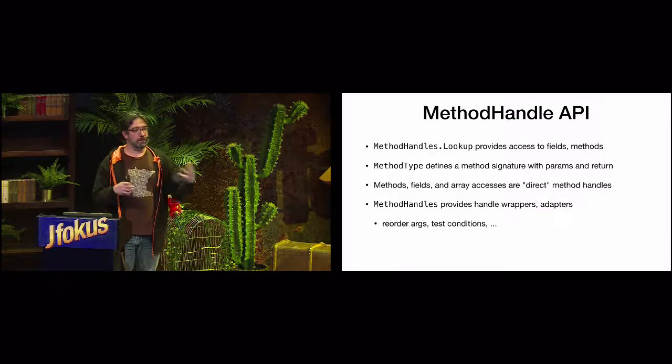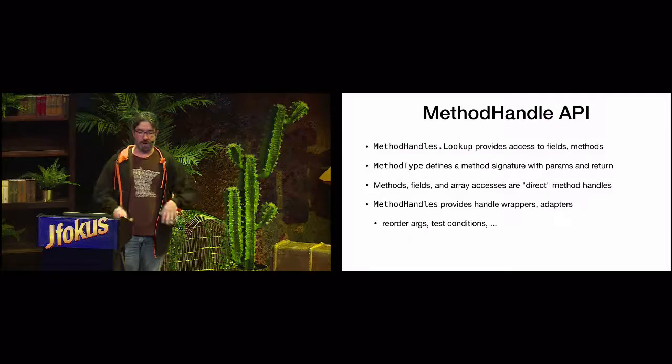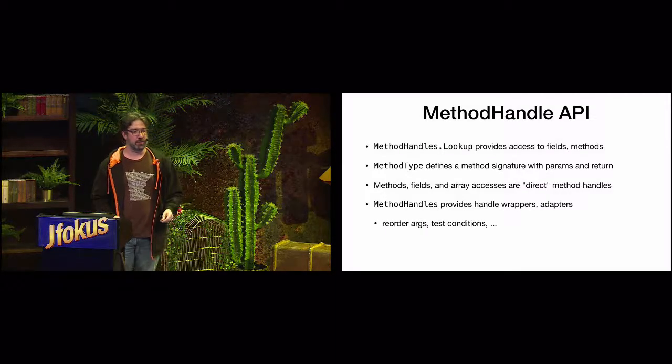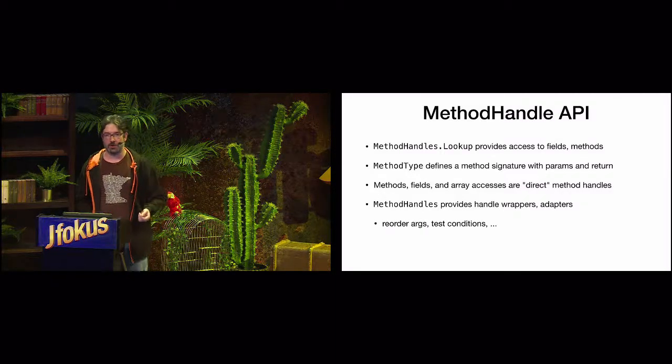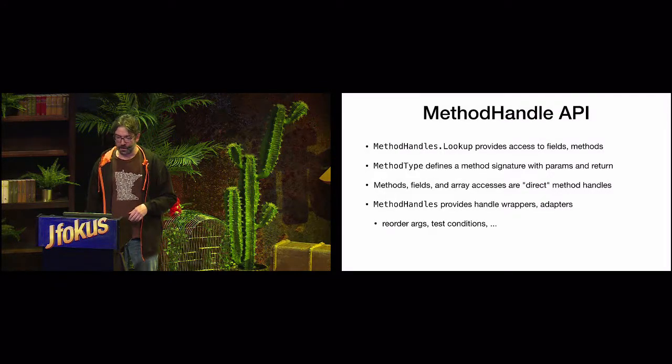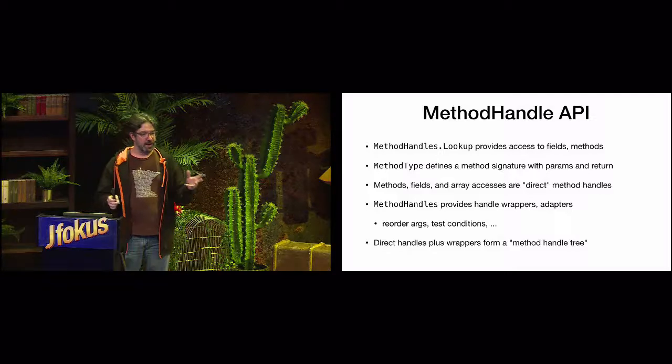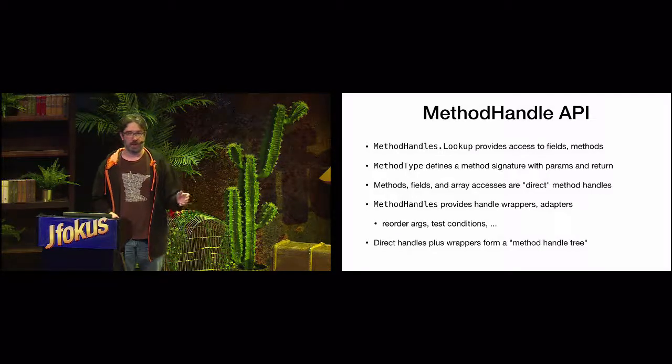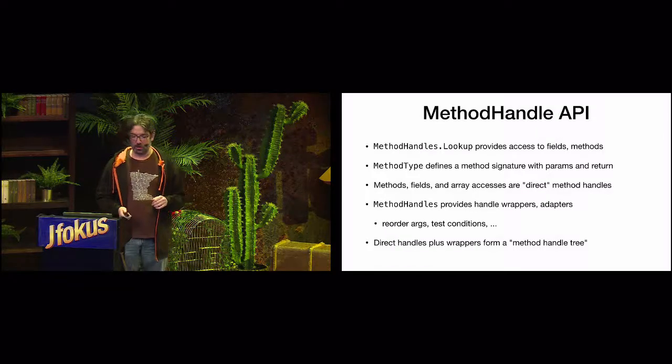And so then, once you've got those endpoints, the things that you want it to actually do within the JVM, you can wrap it with all sorts of adaptations. You can do branching logic. You can reorder arguments. You can filter one or more arguments and replace them with a new value. And so all of these things together, the direct handles, which are actually doing a call or a write somewhere in memory, plus these adaptations around it, form what we call a method handle tree.